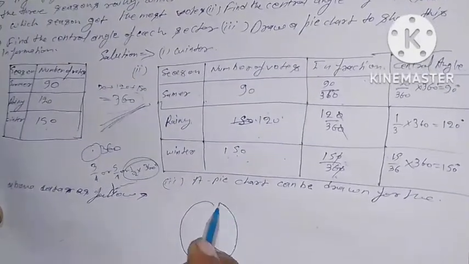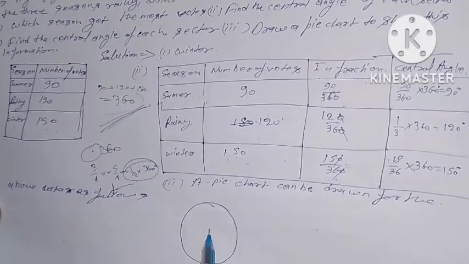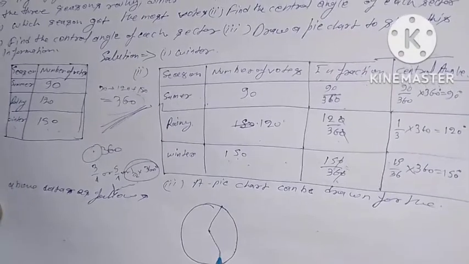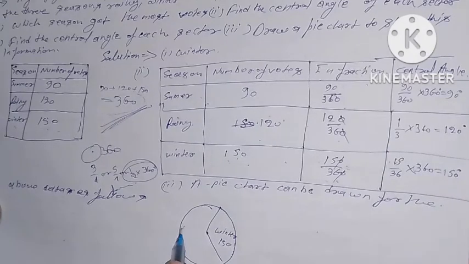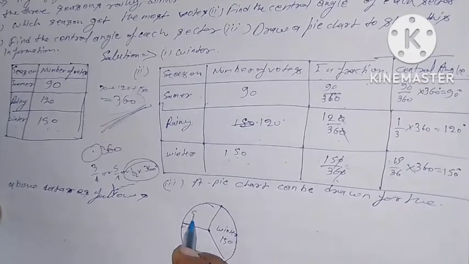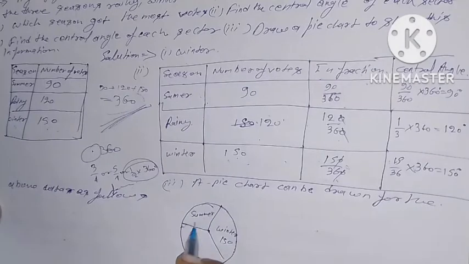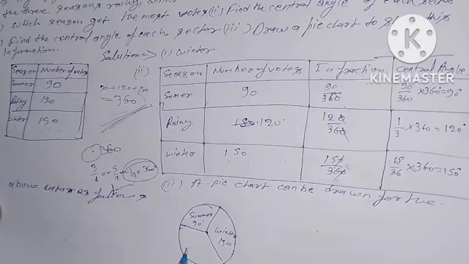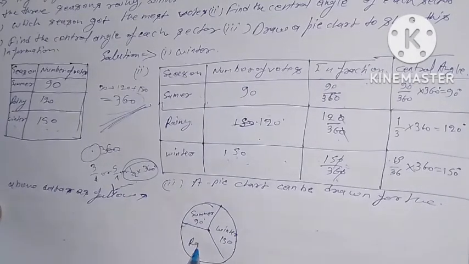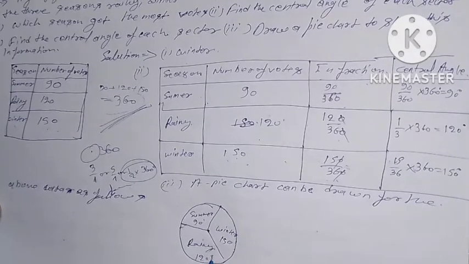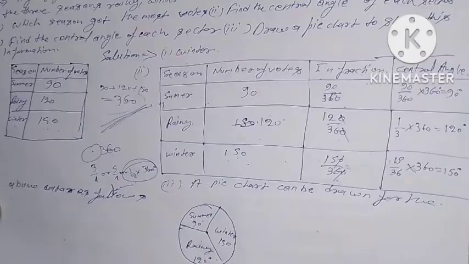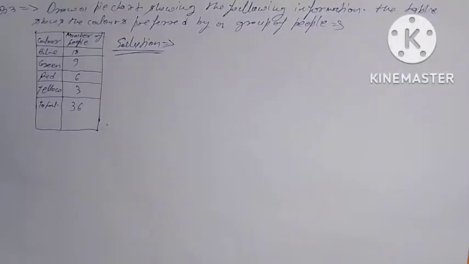This is a pie, or a circle, and winter is 150 degree, summer is 90 degree, and what is left is rainy season, which is 120 degree. Okay, thank you. Question number 3.